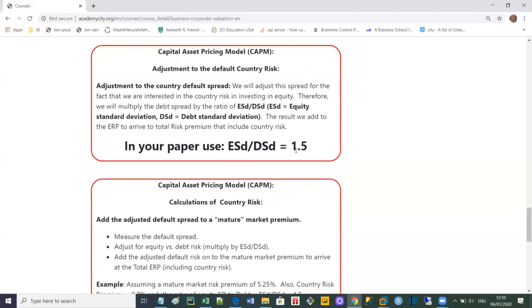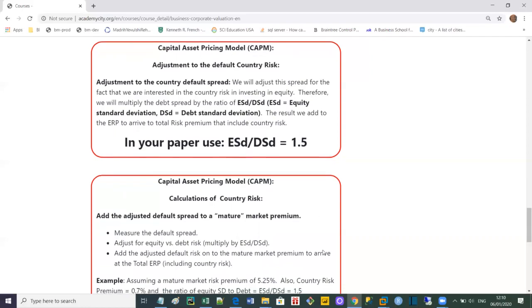It's taking the 1.5 in this example, and that's also the number I would like you to use in your paper, just to make your life easier. And that's not far away from a lot of other markets. It's to take the standard deviation of the equity market versus the standard deviation of the debt market. That's a factor telling me how much riskier it is to invest in equity or in businesses in the country versus investing in the government bonds of those countries. So we'll take the spread and multiply it by 1.5. Let's look at an example.